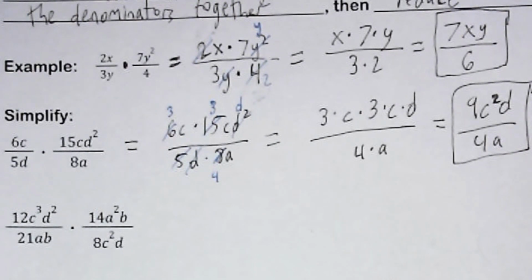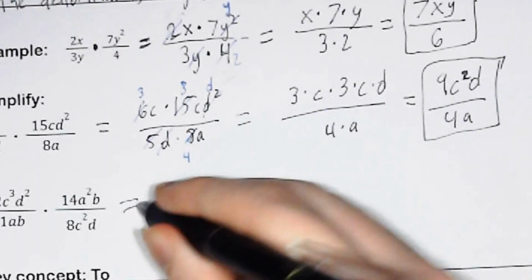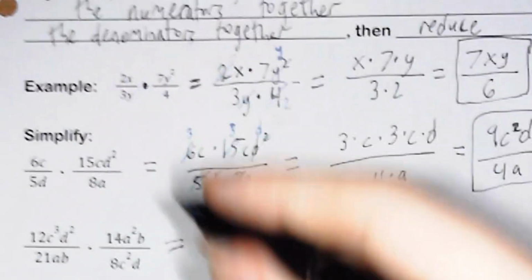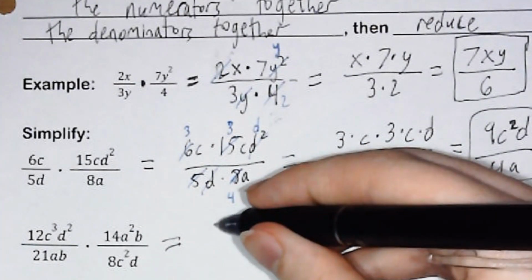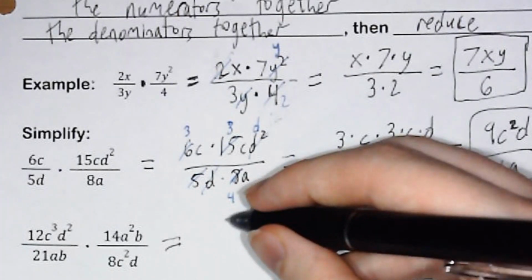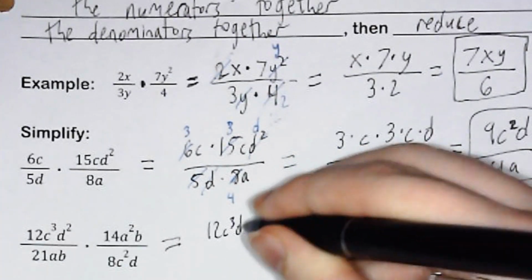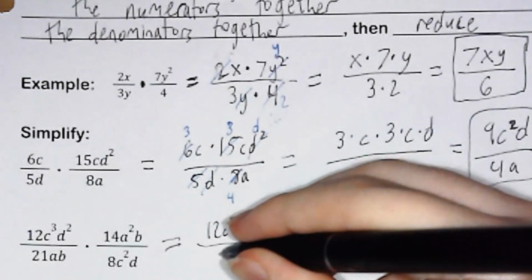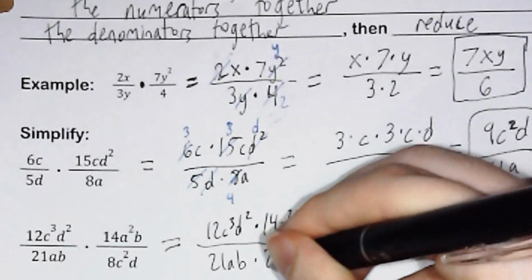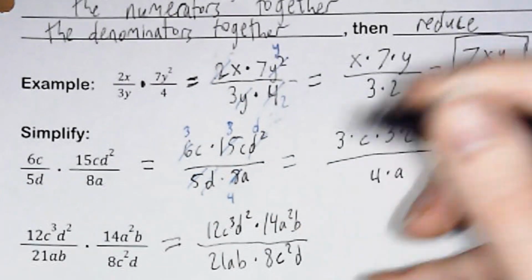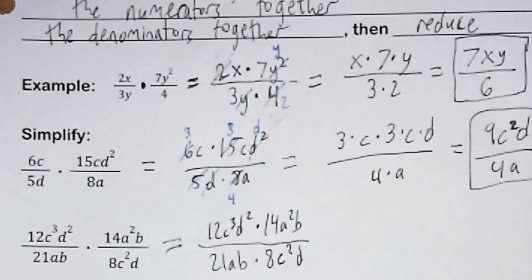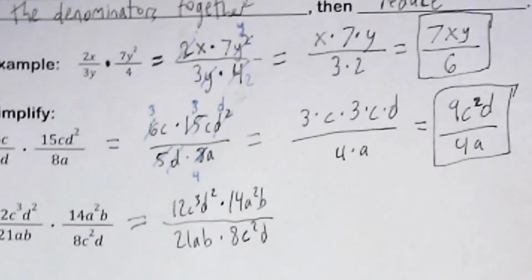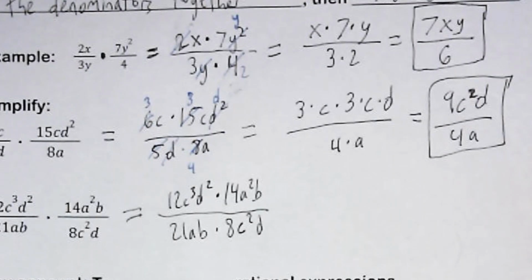Okay, so now we've got this right here. This third set of fractions here, we've got 12c cubed d squared times 14a squared b divided by 21ab times 8c squared d. Okay, real quick, there is actually a second way to do this that I will show you now.